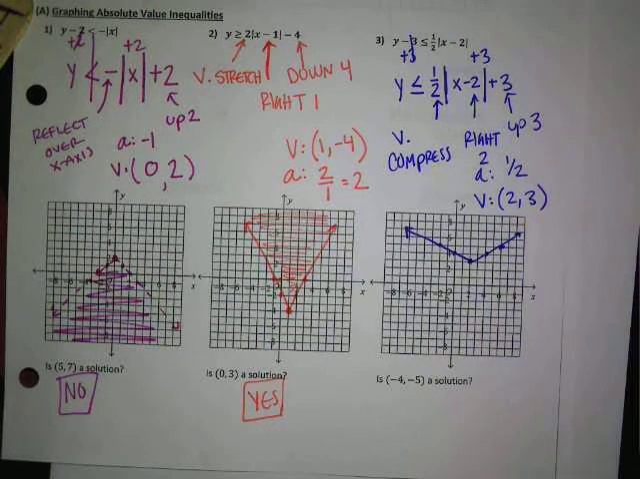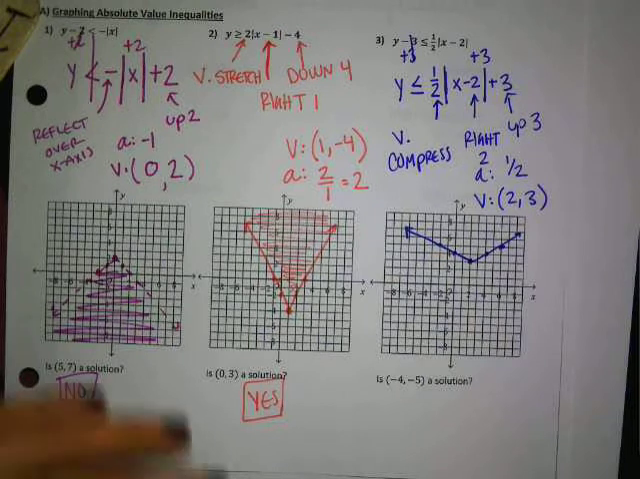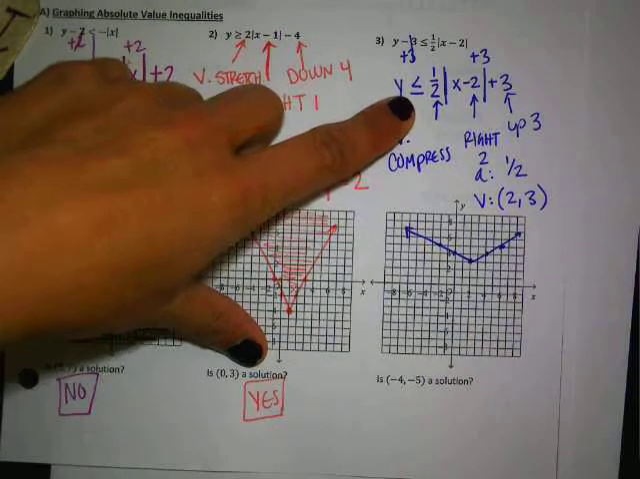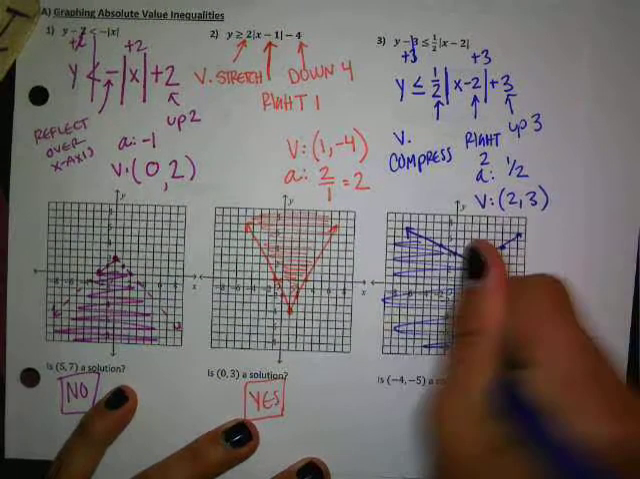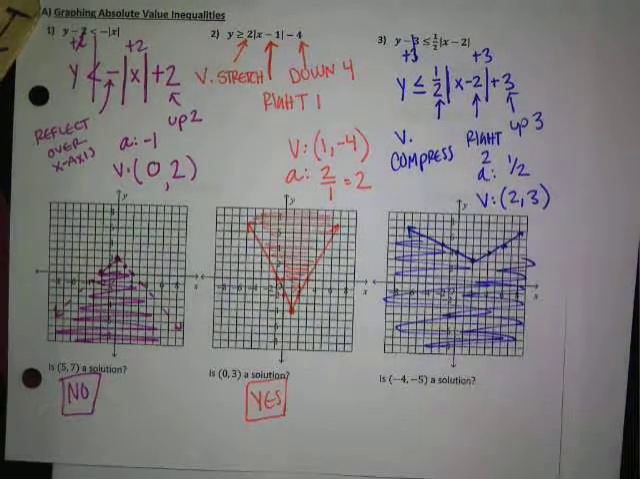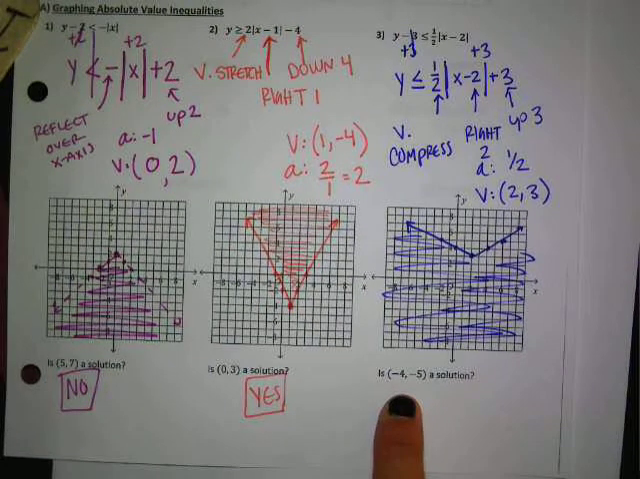And shading. Angie, which way do I shade, up or down? Down, yes, down because it's less than. Down because it's less than. And is -4, -5 a solution? Caitlin. Yes, it is.